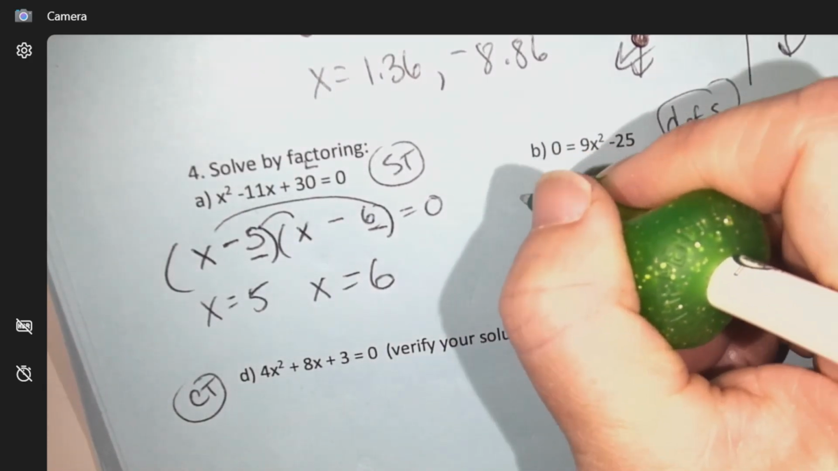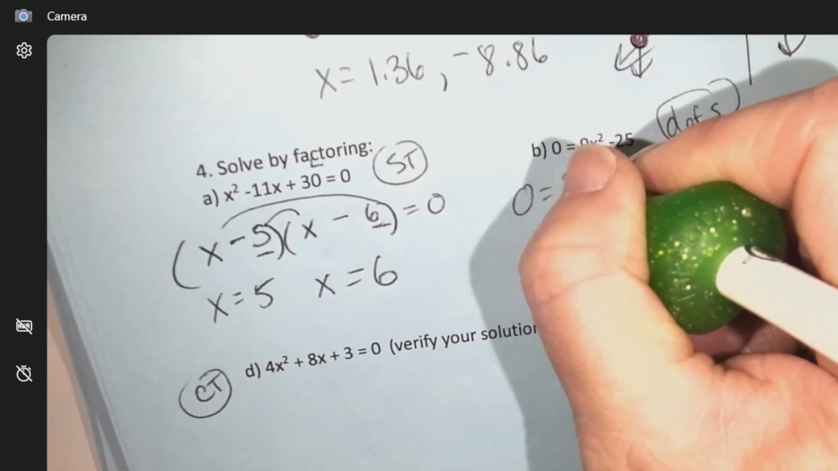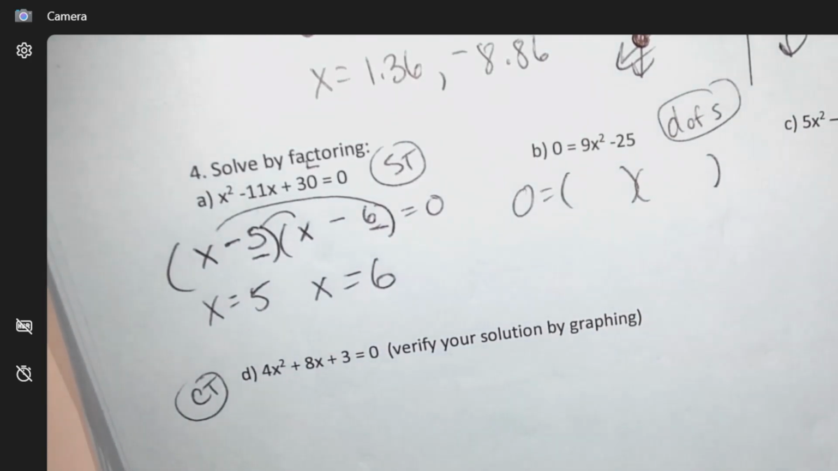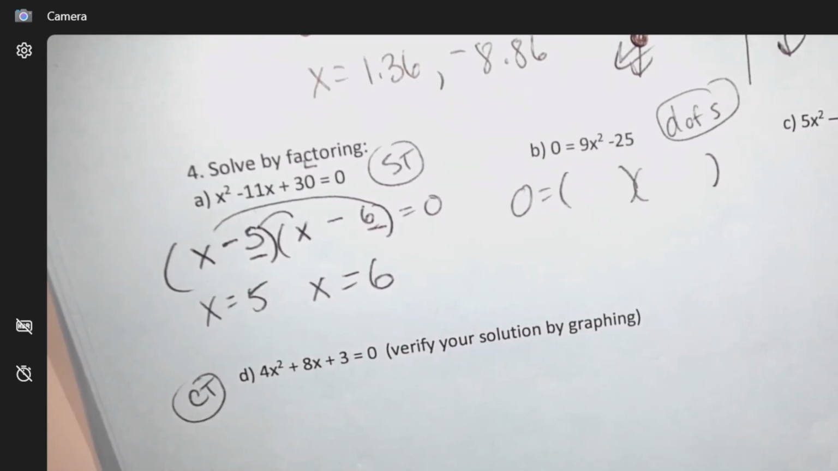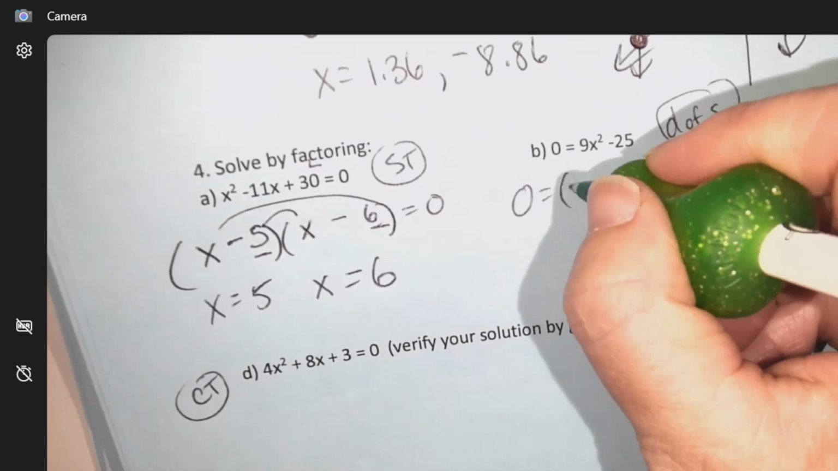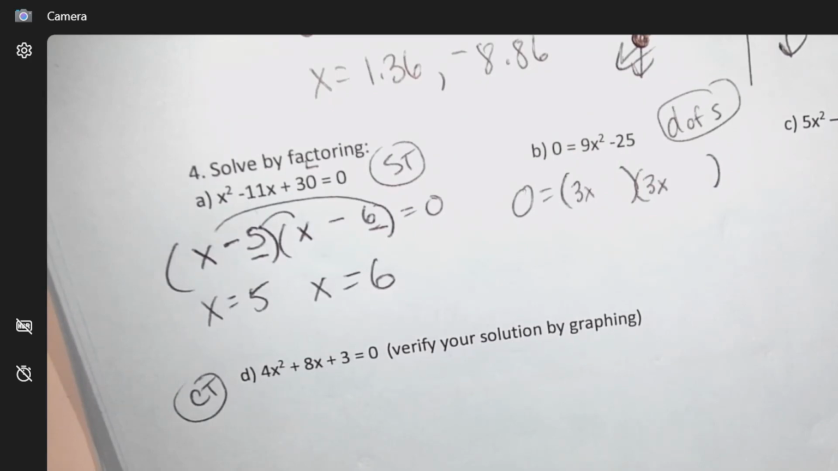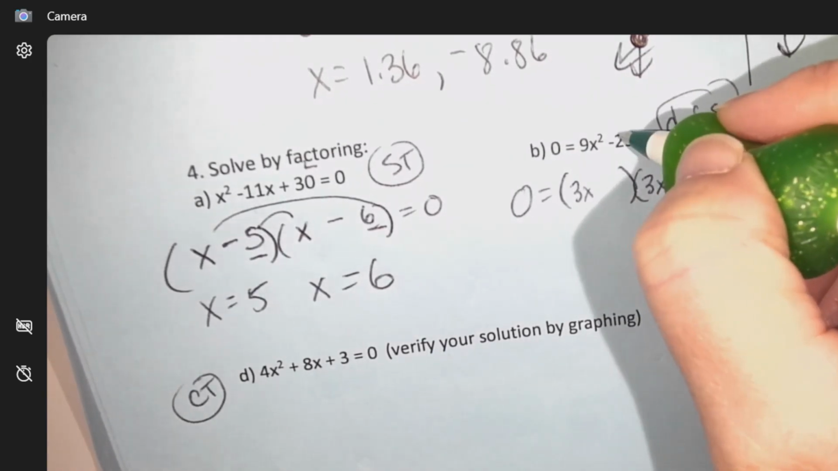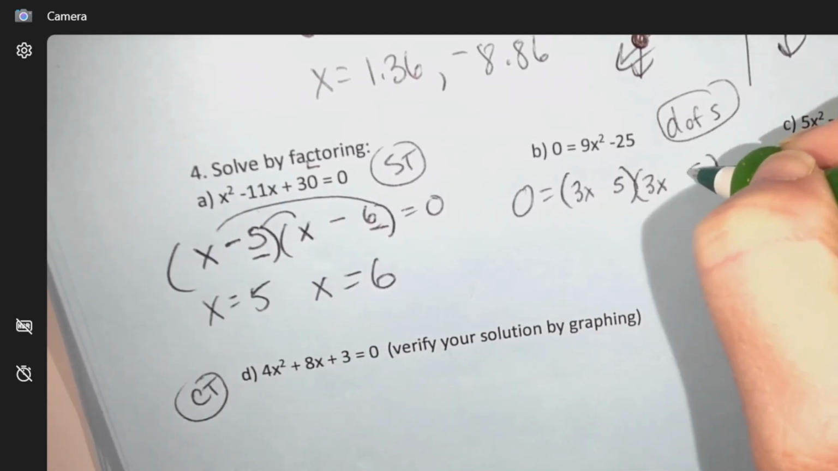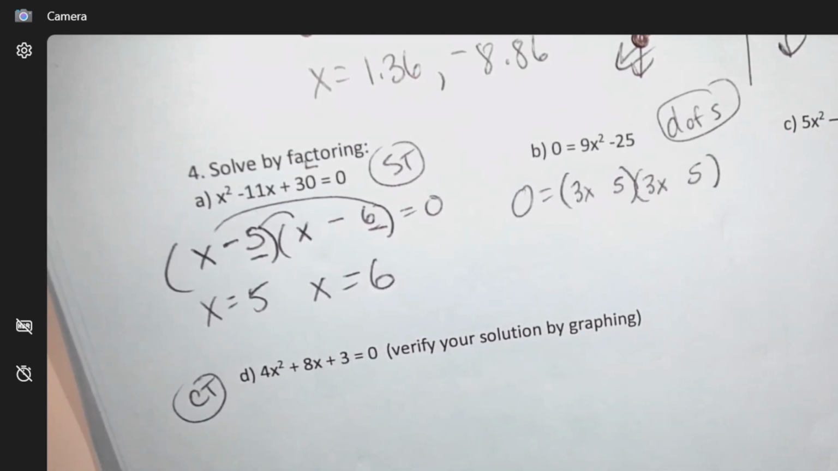Okay, so this one, difference of squares. So same idea with the brackets. So I need something first and first to make 9x squared. So I'm going to go with a 3x and a 3x. And then I need the last times the last to multiply to 25. So 5 times 5.